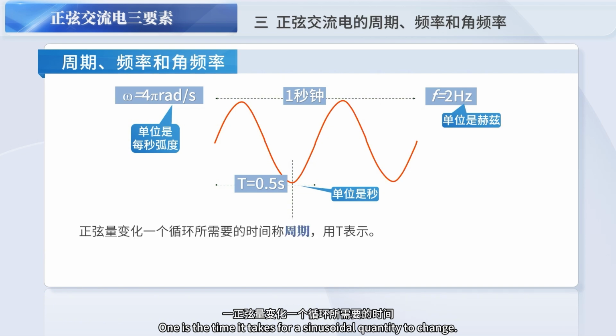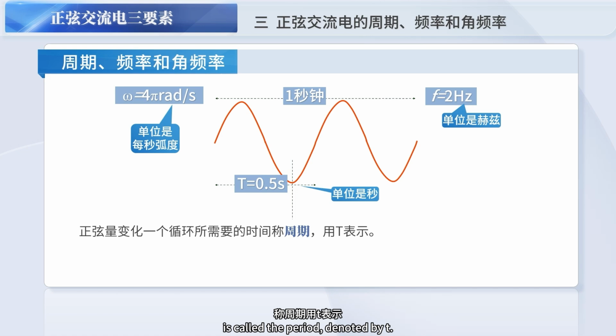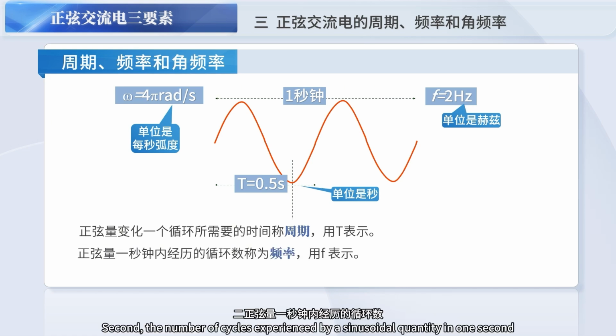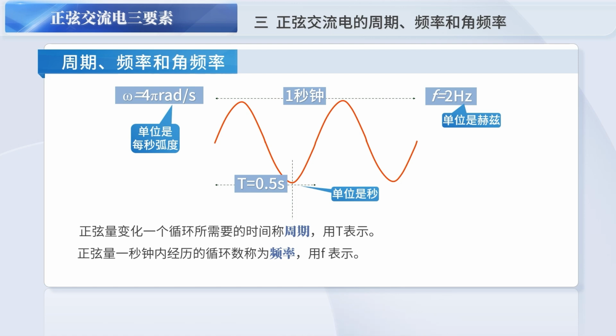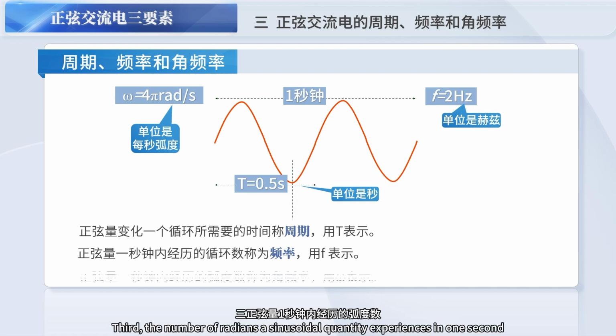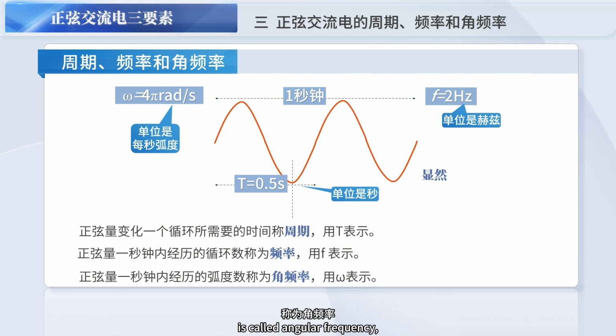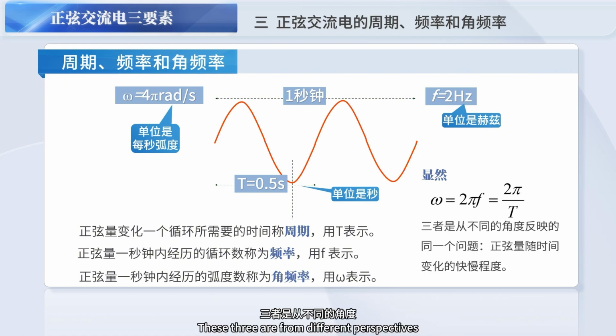One, the time it takes for a sinusoidal quantity to change once is called the period, denoted by T. Two, the number of cycles experienced by a sinusoidal quantity in 1 second is called frequency, denoted by f. Three, the number of radians a sinusoidal quantity experiences in 1 second is called angular frequency, represented by omega. These three reflect the same problem from different perspectives: the rate of change of the sinusoidal quantity with time.